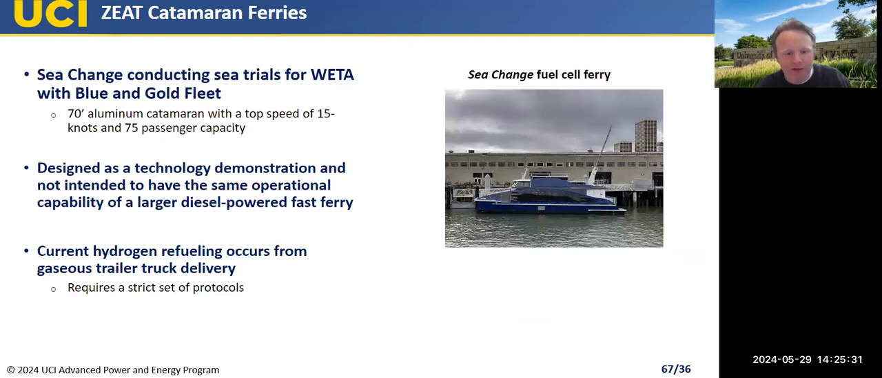Another example of a catamaran ferry project is the Sea Change. This is a project that's been going on for several years. It's essentially a proof of concept of a hydrogen fuel cell ferry. It's a 70-foot aluminum catamaran with a top speed of 15 knots. It's currently undergoing sea trials for WETA with Blue and Gold. They have a short run route that they're doing.